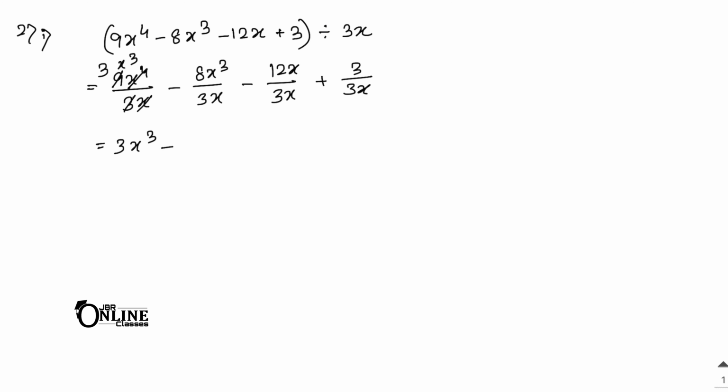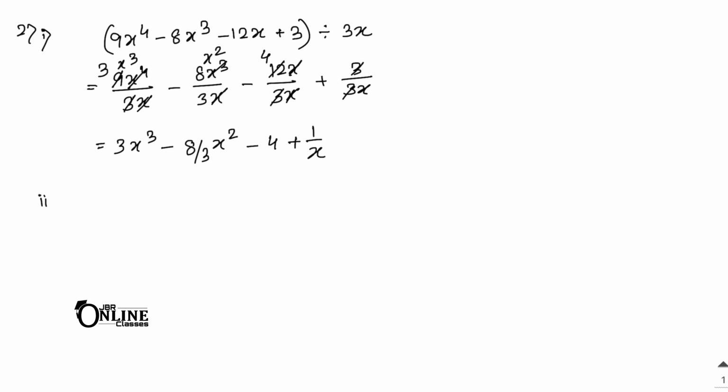Then minus. Here x cancels with x cube, that is x square. So minus 8 by 3 x square. Next one, 3 cancels with 12, it's 4. Then x cancels out, so it's only minus 4. And the last one, here 3 cancels out, so it will be 1 by x. So that is your final answer.